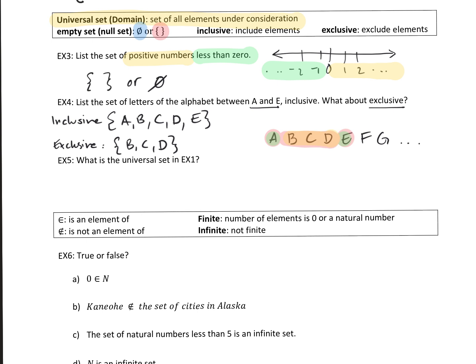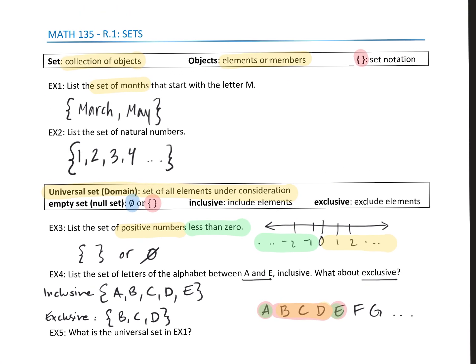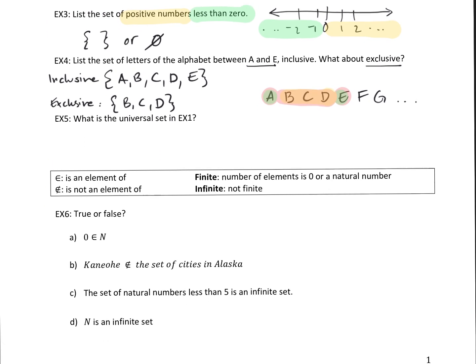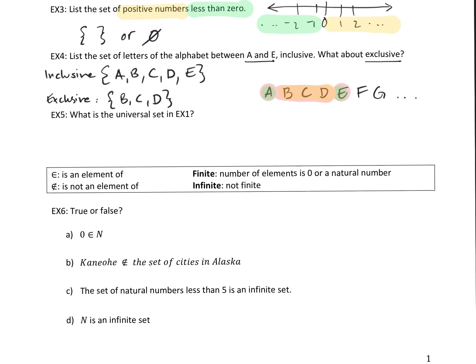All right, so next we're going to look at example 5. What is the universal set in example 1? And I think I may have already mentioned that. So example 1, we're talking about the set of months, right? So the universal set for the set of months would be all of them. So let's go ahead and write that out.